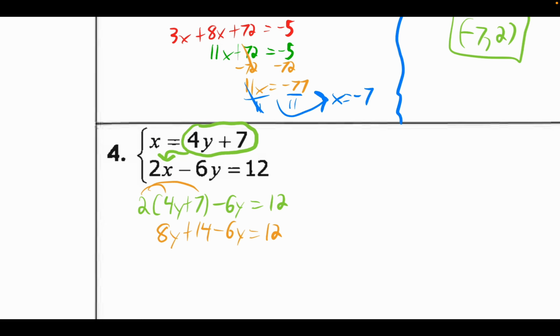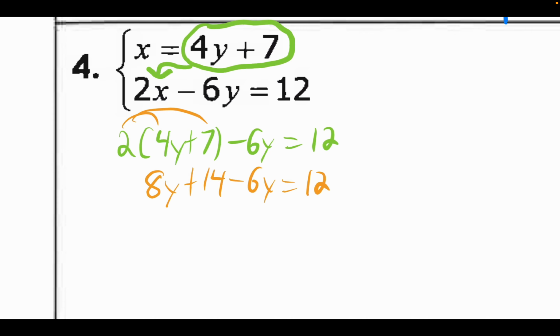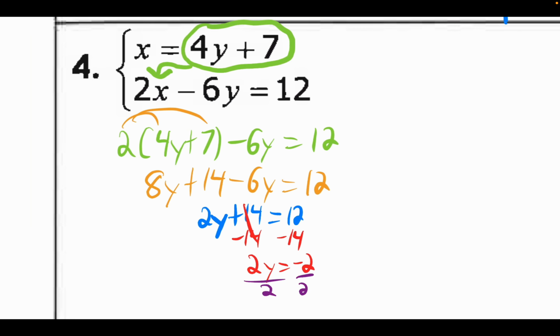So now let's go ahead and continue solving this problem. And so I'll do that by combining my like terms. 8y minus 6y is 2y plus 14 equals 12. Then we're going to go ahead and subtract 14 from both sides. And 2y will equal -2. Divide by 2. And y equals -1.